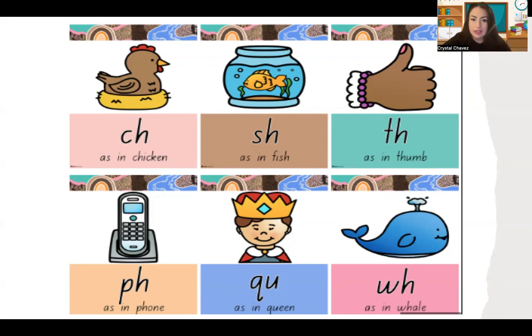So if you want to pause the video and go ahead and say all of your digraphs, we have ch as in chicken, sh as in fish, the end of fish. We have th as in thumb, ph as in phone, kwa as in queen, and wh as in whale.